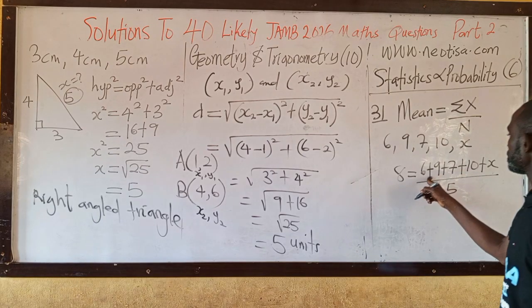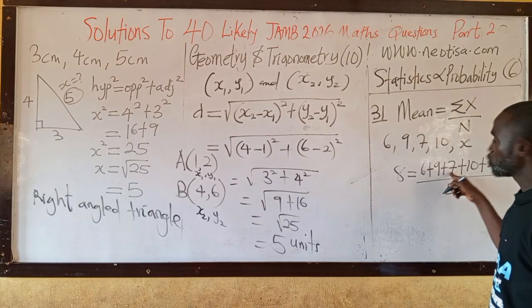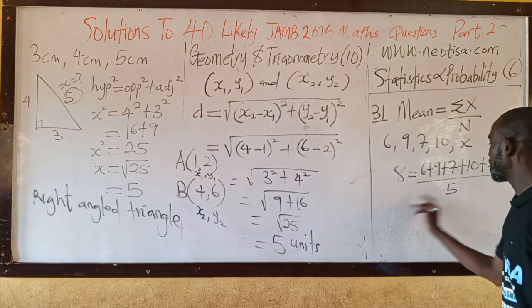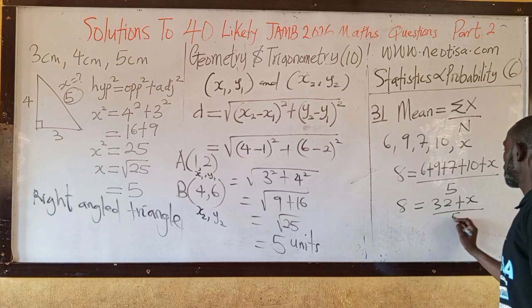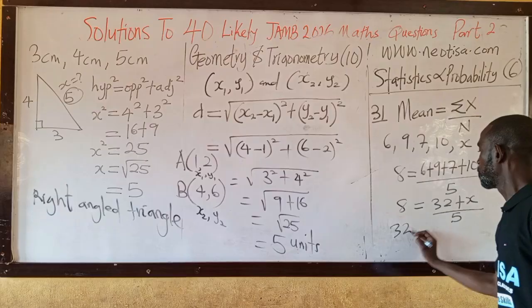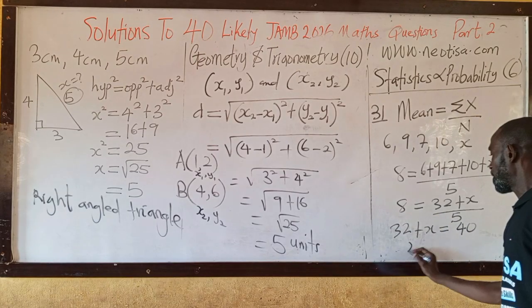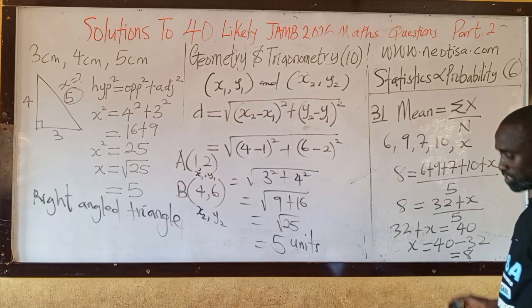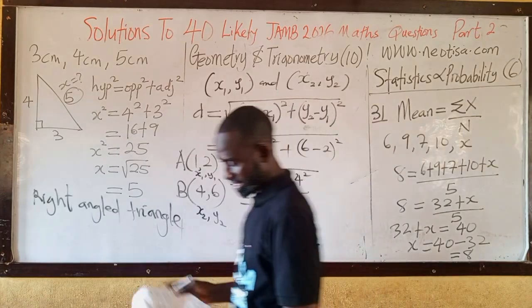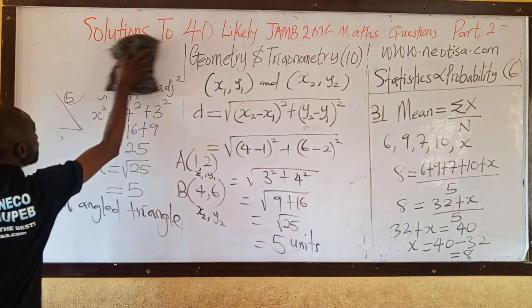Let us confirm. 6 plus 9 is 15, 15 plus 7 is 22, plus 10 is 32. So we have 8 equals 32 plus x all over 5. Cross multiply. 32 plus x equals 8 times 5, which is 40. So x will be 40 minus 32, and that equals 8. The fifth number is 8.